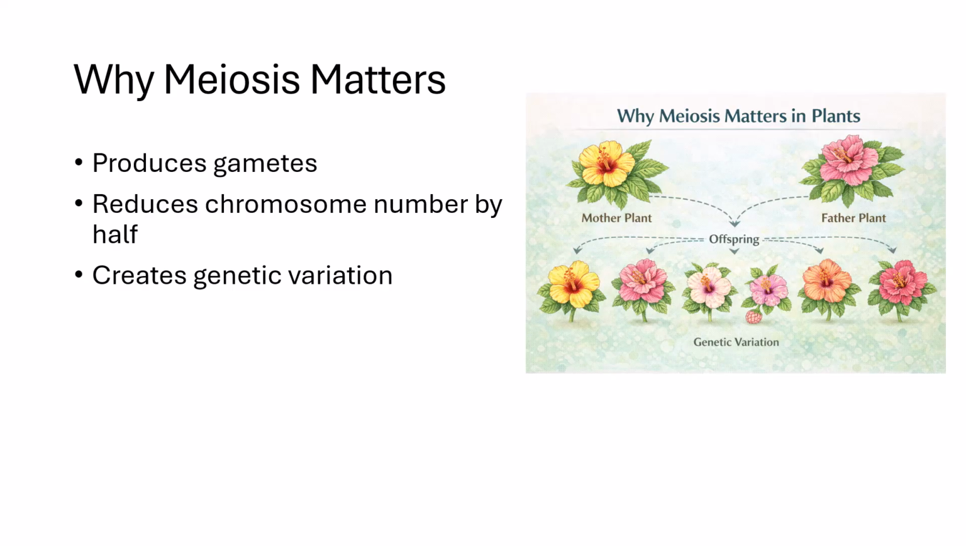Meiosis is necessary for sexual reproduction. It produces cells with half the normal chromosome number so that when fertilization occurs, the resulting plant has the correct chromosome count. Meiosis also introduces genetic variation, which is important for evolution and adaptation. Genetic variation may produce new cultivars of hibiscus, like shown in this image, or it may produce plants that are resistant to a disease or can withstand warmer summers.